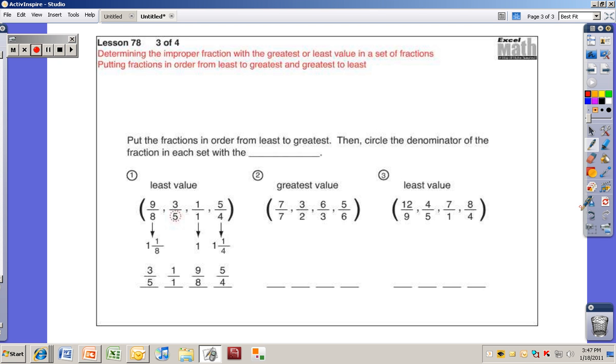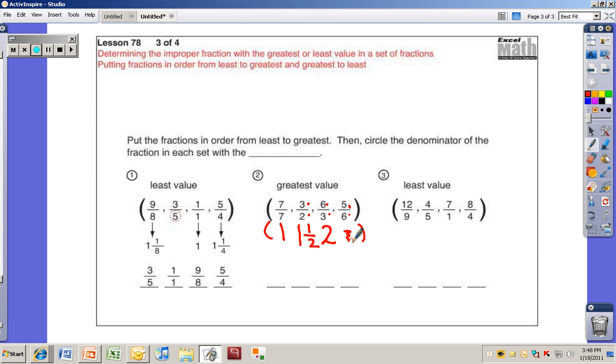Okay, number 2. Again, first thing you do is convert each one of the improper fractions to a mixed number or whole number. 7 divided by 7 is equal to 1. 3 divided by 2, that is an improper fraction. That is equal to 1. 2 goes into 3 one time with a remainder of 1. And you keep the same denominator. 6/3 is improper. That's 6 divided by 3. 3 goes into 6 2 whole times. 5/6 is a proper fraction. You do not do 5 divided by 6 or 6 divided by 5. It's just 5/6. You don't need to write that again right down here.